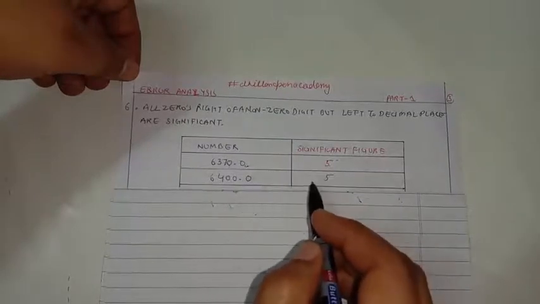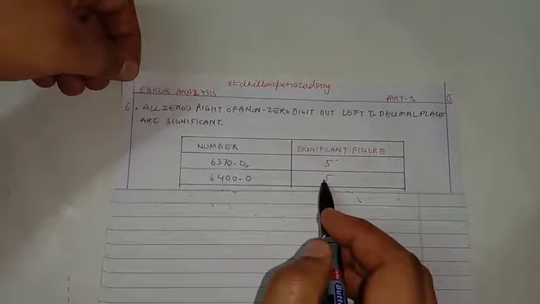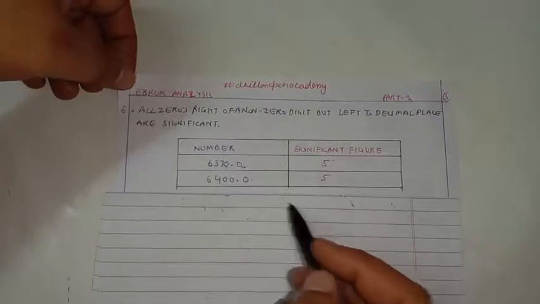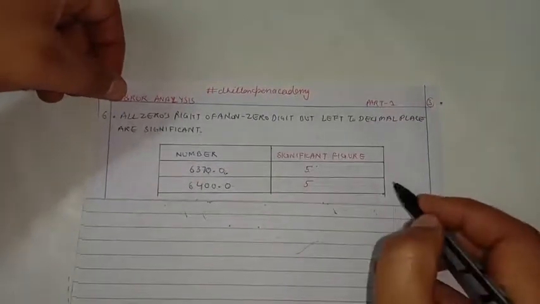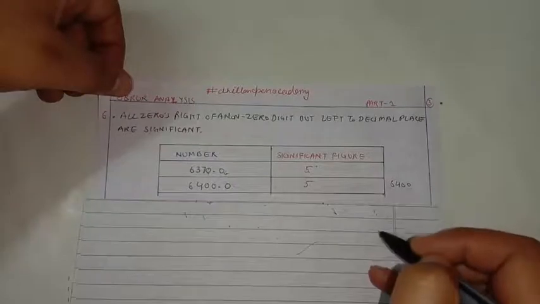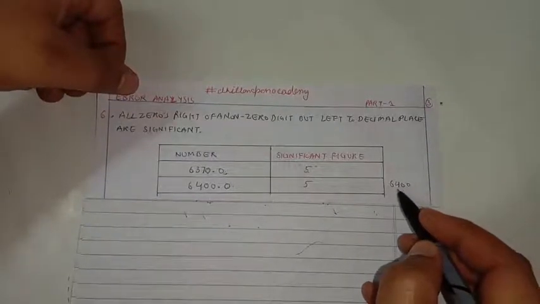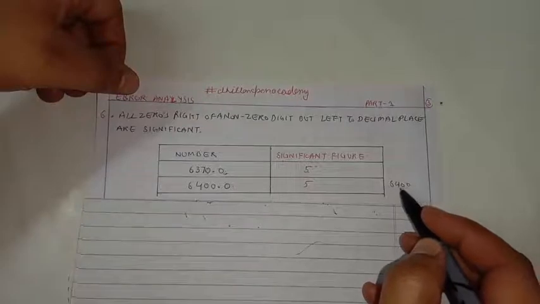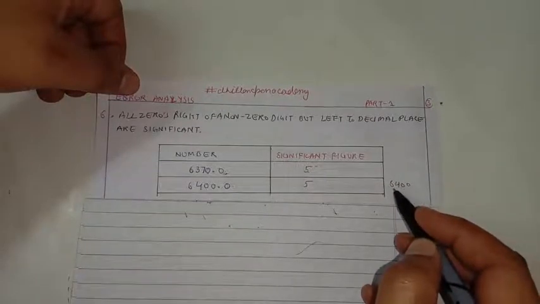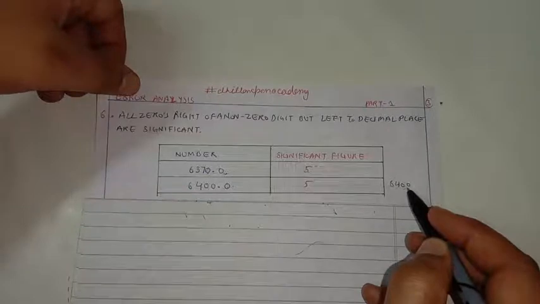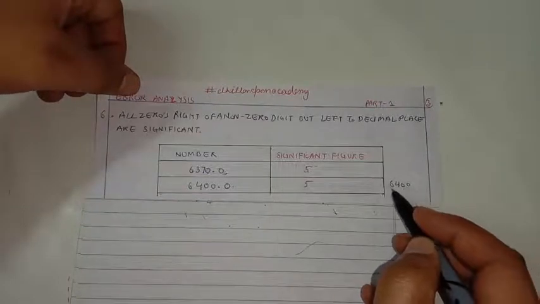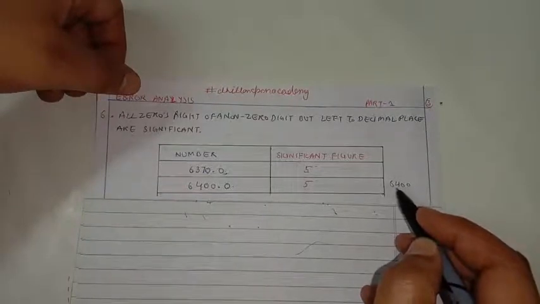6400.0 also contains 5 significant figures. Remember, if our number is written only as 6400, we will go by the previous rule. These 2 zeros are present to the right side of 2 non-zero digits, so they will not be counted as significant digits. So this will contain only 2 significant figures.